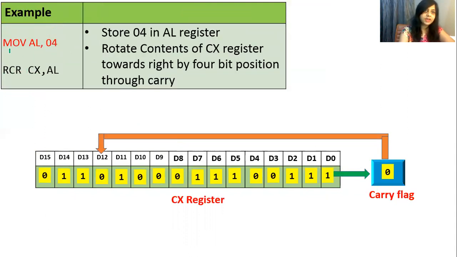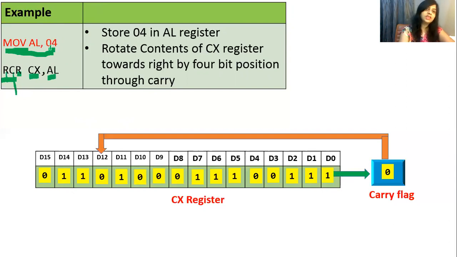Now next. This is a small program. What I have written is MOV AL, 04. That means move this data 04 into AL register. So after execution of this instruction, AL will hold 04. Now what I have written is RCR: rotate contents of 16-bit register CX towards right through carry, but now here I have written AL in place of data. AL holds 04, so it will rotate the contents of CX towards right through carry by 4-bit position.